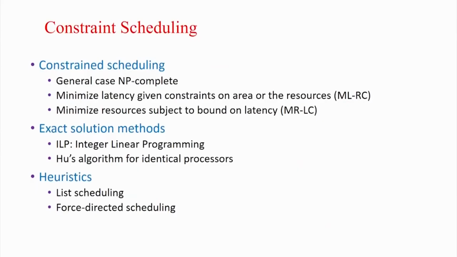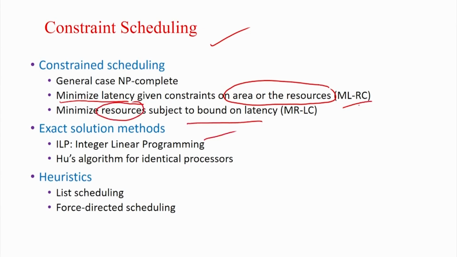So, what is constraint scheduling? As I mentioned, it can have different kinds of constraints, and you can have two different versions. You try to minimize the latency given a resource constraint, or you try to minimize the resource given a latency constraint. So, I have MLRC, minimize latency under resource constraint, or minimize resource under latency constraint. There are two variations of the scheduling algorithm, right. And in general, both the problems are NP complete.